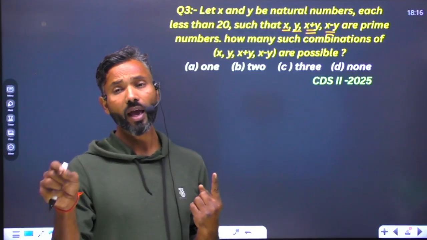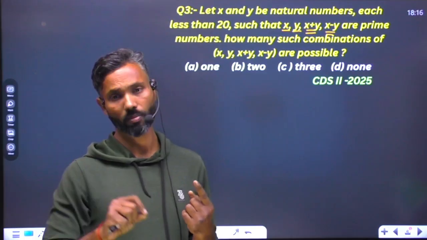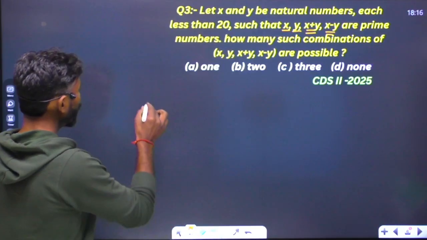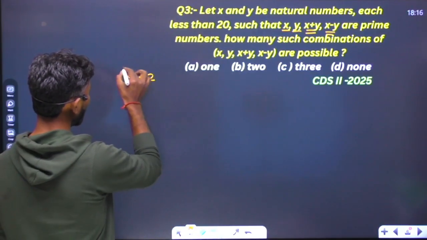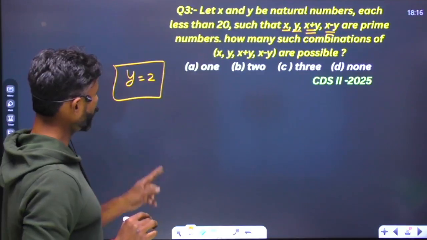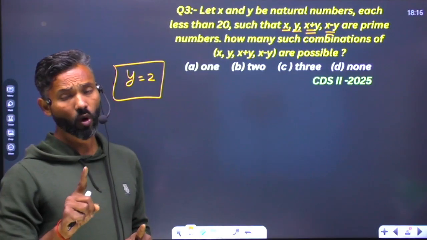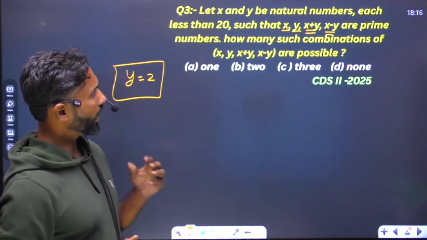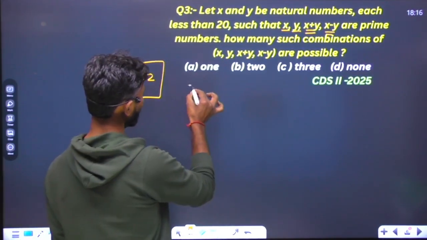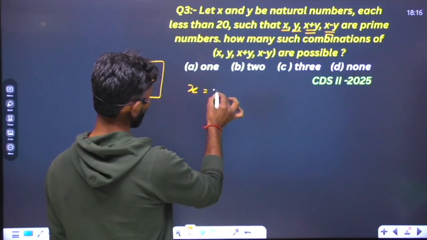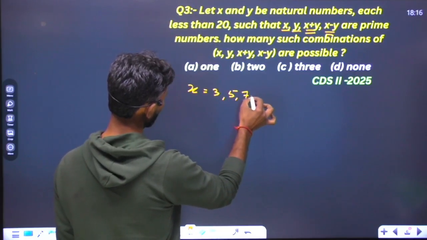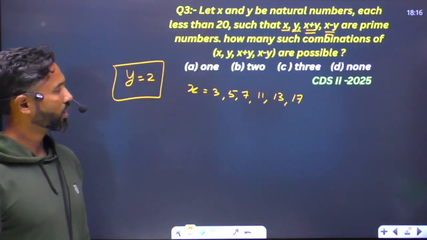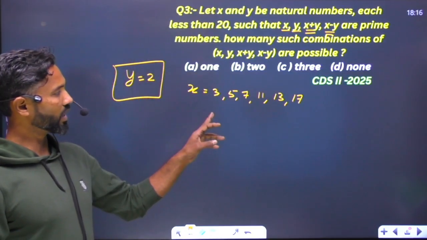But in that case x minus y is not going to be prime. Okay, so assume that y will be equal to 2. So the value of y is only 2. There is no other value for y which can be used in place of y. Understand that? Now x can be 3, 5, 7, 11, 13 and 17.